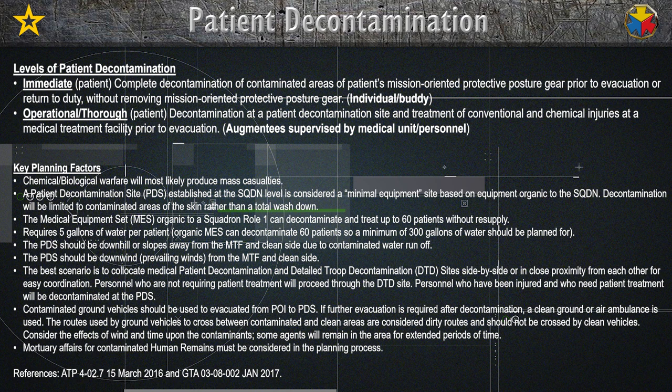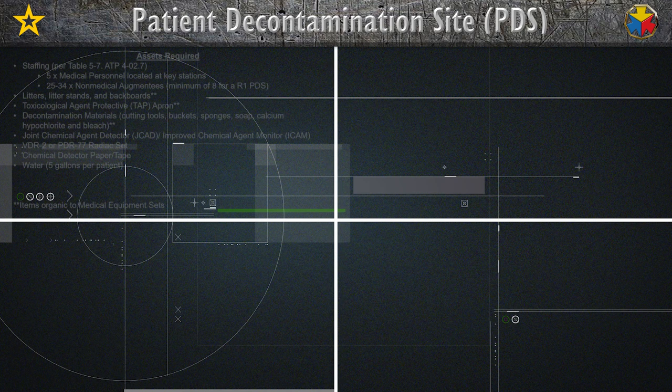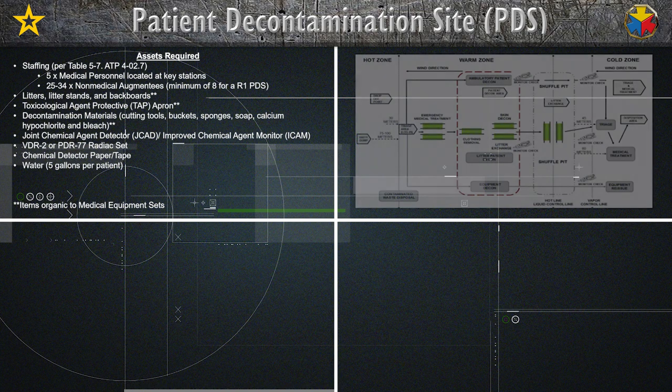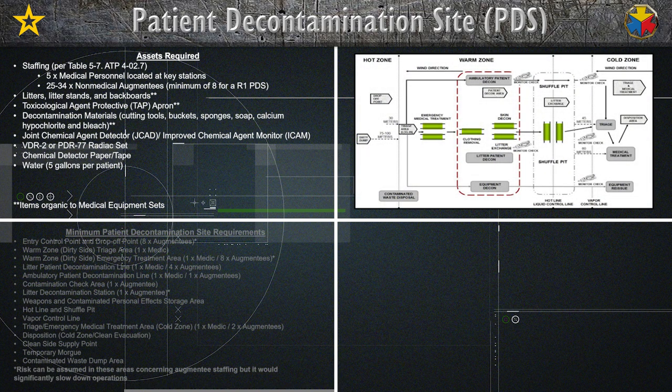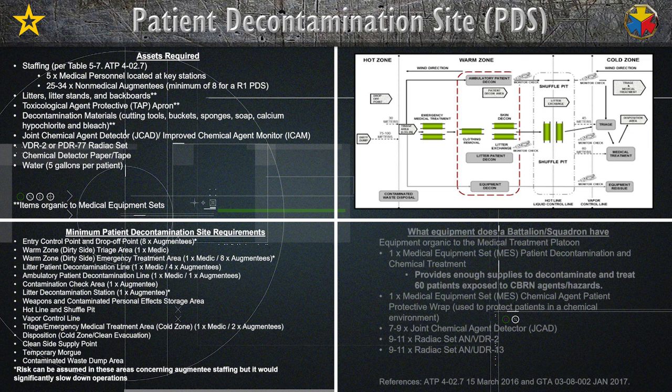The best scenario is to co-locate patient decontamination and detailed troop decontamination DTD sites side by side or in close proximity for easy coordination. This slide is a tool you can use to assist you through planning patient decontamination operations at the battalion and squadron level.